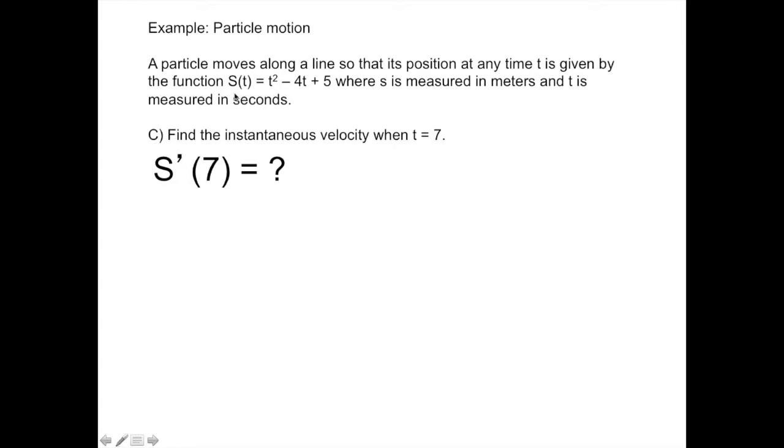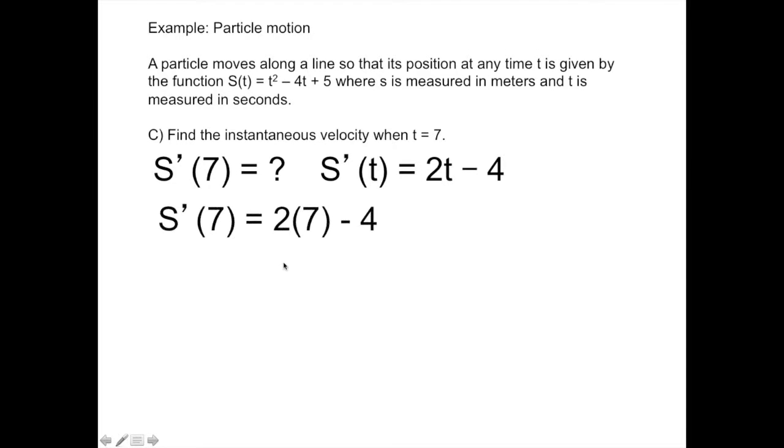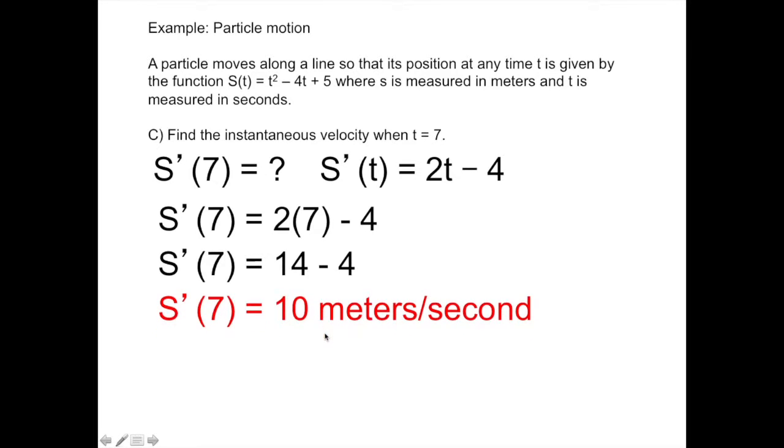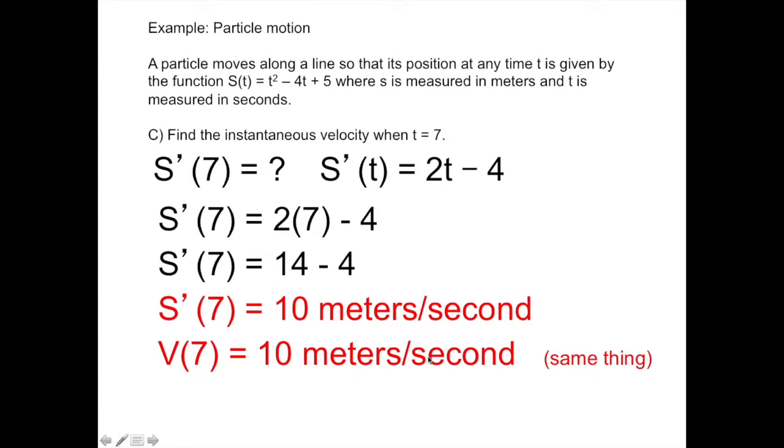So finding our s prime, finding our derivative here, using the power rule, we're going to have 2t minus 4 for the derivative. And then we're going to put in when t equals 7. So when t equals 7, we have 14 minus 4, which is an instantaneous velocity of 10 meters per second. And that's the same as saying that the velocity is 10 meters per second, because that first derivative is the velocity.